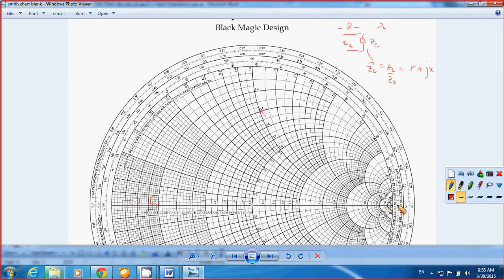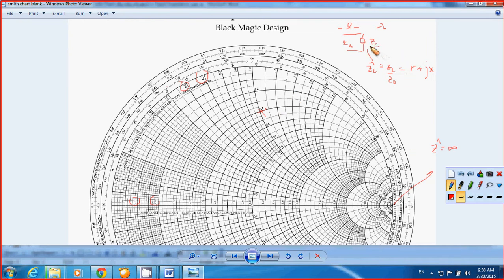And at the right end of the circle, you're going to have your Z be infinity. And these lines represent the imaginary part of your impedance, or reactance.